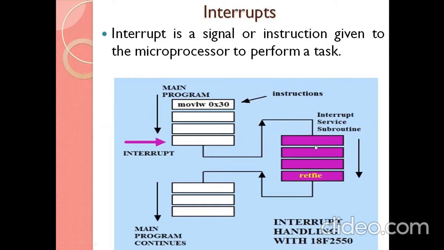After it goes to the interrupt program, it will start executing the first instruction, second, third, fourth. After completing the 4 instructions, it will return back to the main program. So the 5th instruction will come, and after that 6, 7, it will complete the main program. This is the process of the interrupt.